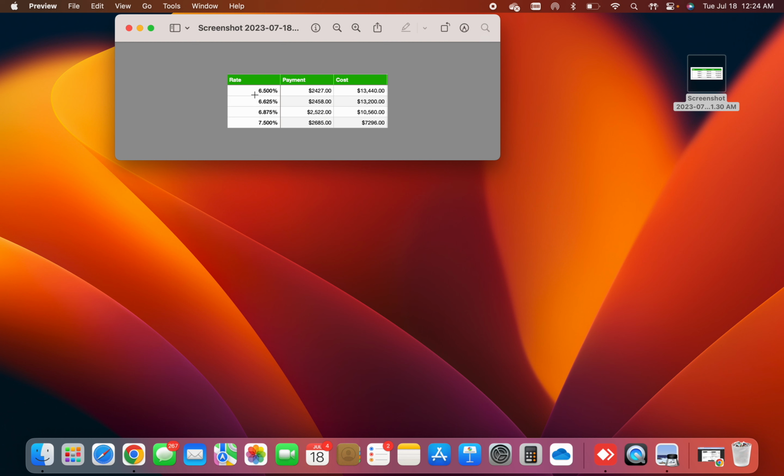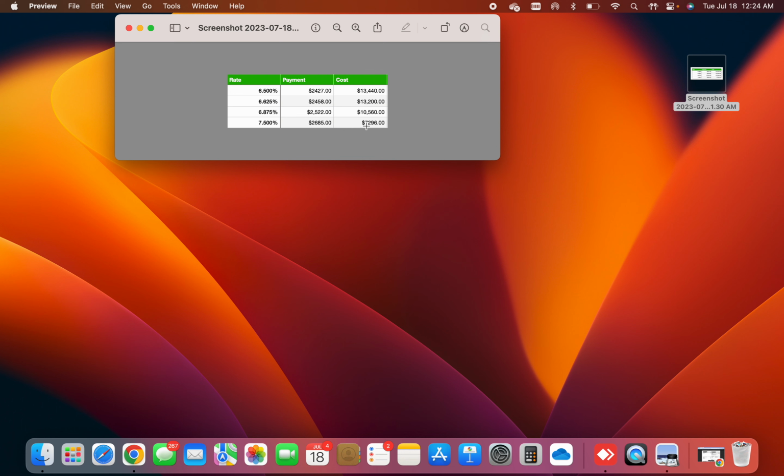If you pick 6.5, this is how much your cost is, and this is how much your payment is going to be a month. If you pick this rate, this is what your payment is going to be, and then this is going to be your cost, right? And if you pick 6.875, this is your payment a month, and this is going to be your cost. If you pick 7.5, this is going to be your payment a month, and this is going to be your cost.